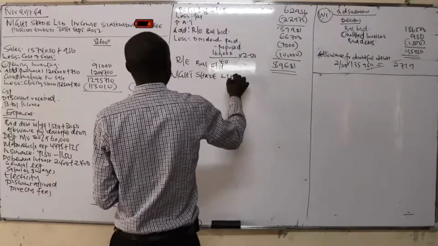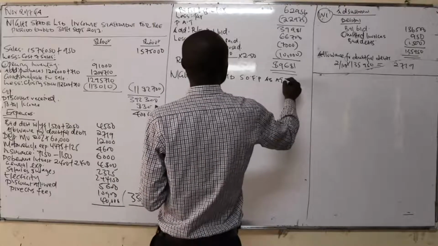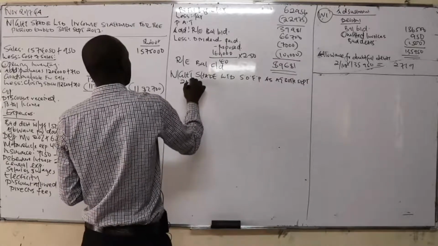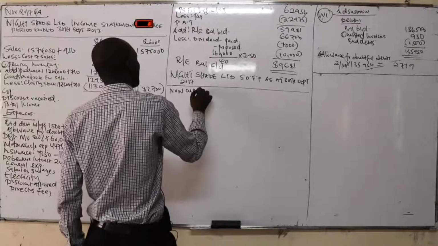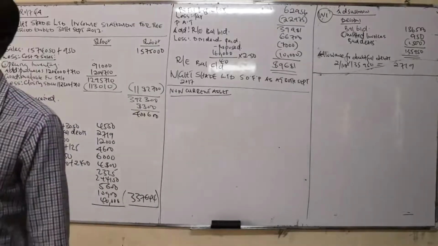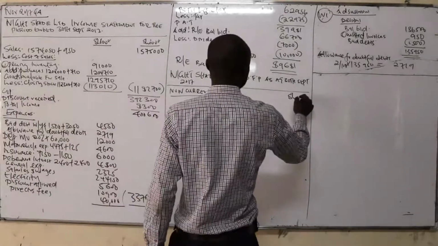And then you write Nightshade Limited, Statement of financial position as at 30th September 2017. So you start with the non-current assets. Now, do you have an issue? Yes. Revenue reserve. Yeah, it is the profit balance brought down from the previous accounting period. Now, are we together? So we come here and write, you have shillings and thousand here.